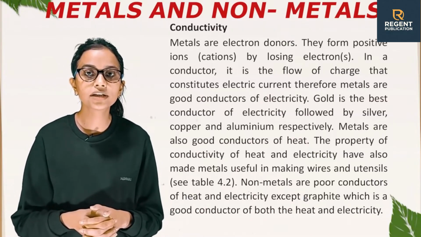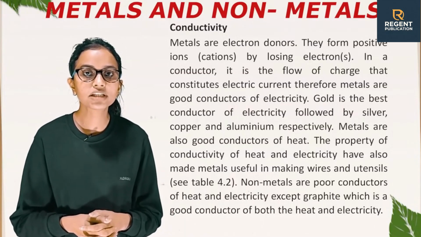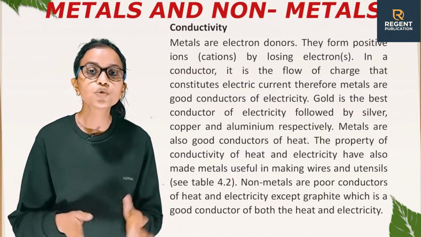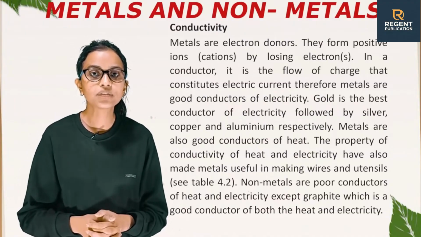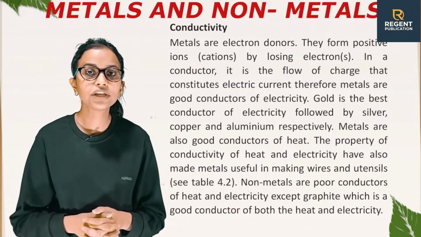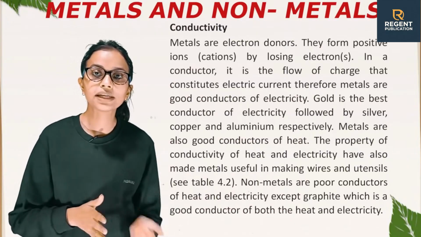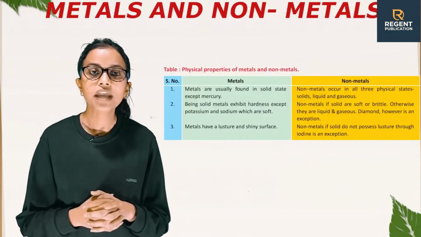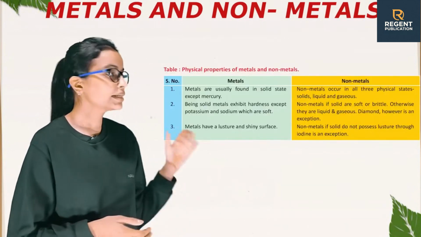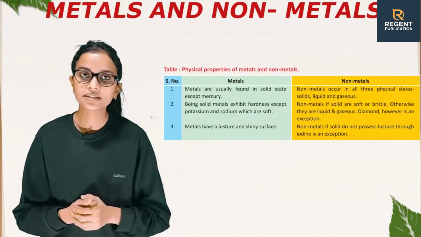Metals are also good conductors of heat. The property of conductivity of heat and electricity has also made metals useful in making wires and utensils. Non-metals are poor conductors of heat and electricity except graphite, which is a good conductor of both heat and electricity. Now, this is the table showing physical properties of metals and non-metals.